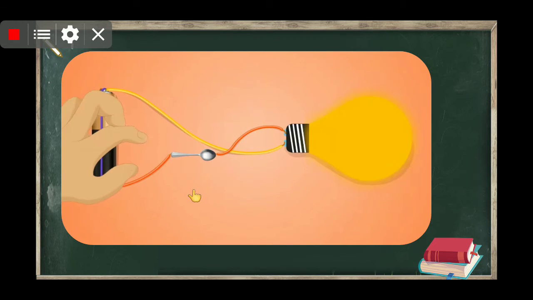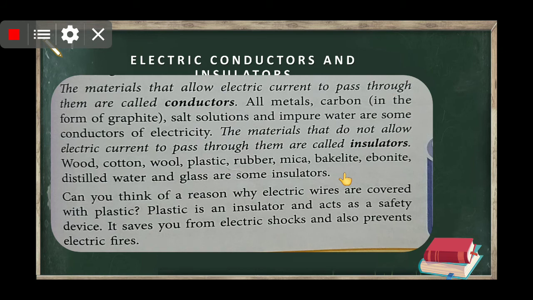So students, as you can see, if I have attached a silver spoon, the charge will flow and the circuit is closed, and hence the bulb will glow. So students, after these experiments, we can easily tell what are conductors and what are insulators. The substances which allow the electric charge to pass through them are termed as conductors, and the substances which do not allow the electric charge to pass through them are known as insulators.